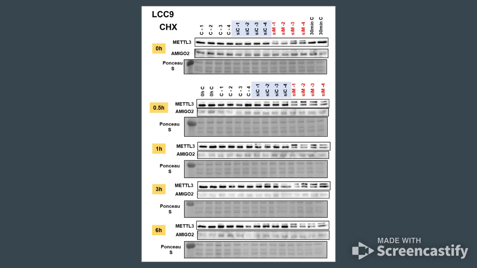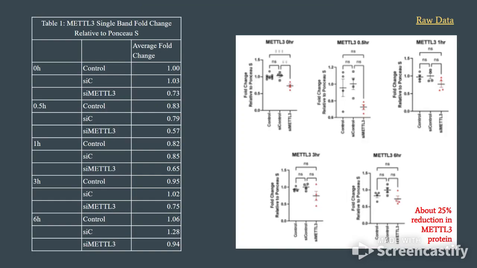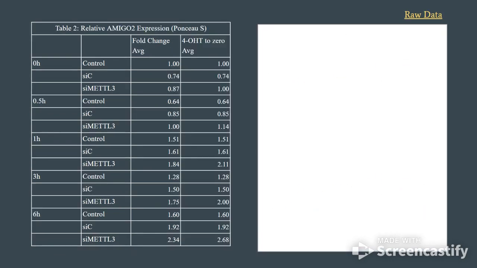Data and results. This is the LCC9 cells blot. This is the METL3 single band fold change relative to Ponceau S. As you can see here, there was approximately a 25% reduction in METL3 protein for SI METL3 transfected cells, thus proving that the METL3 was indeed knocked down.